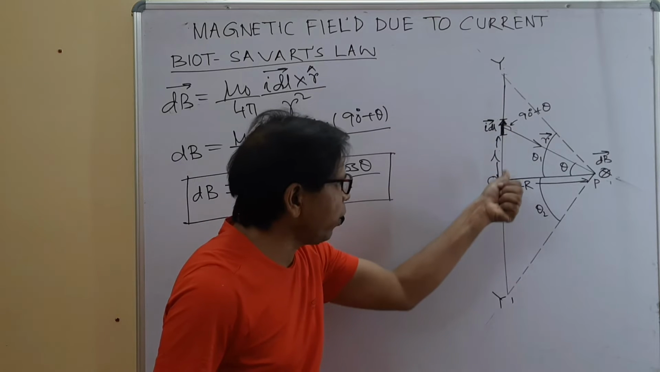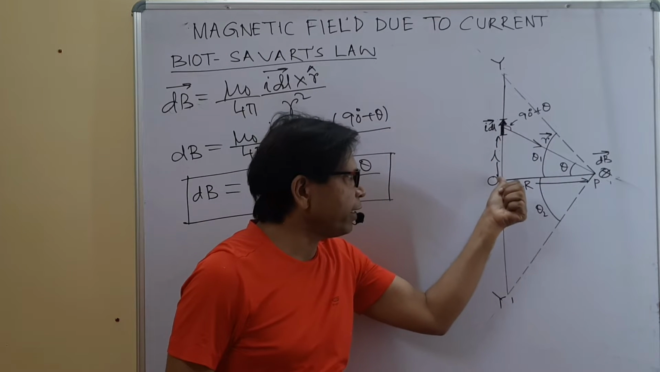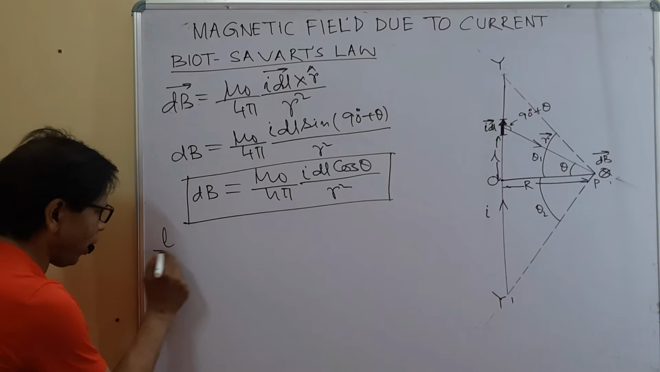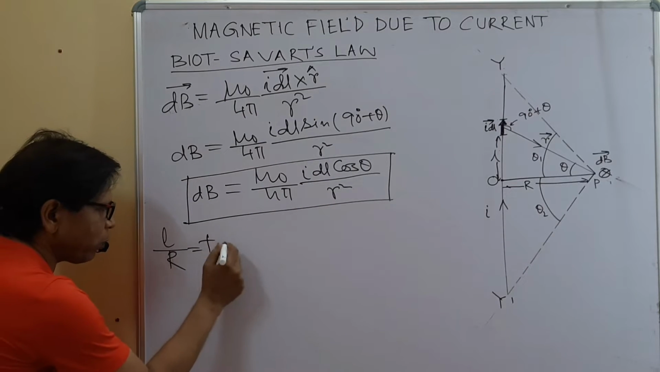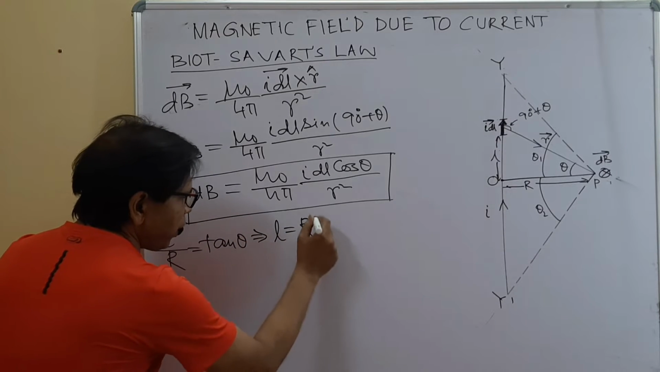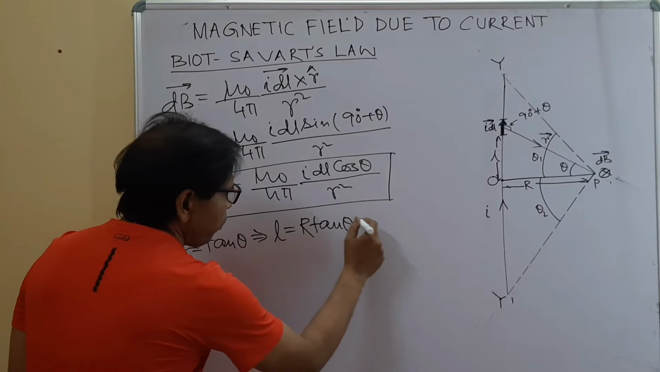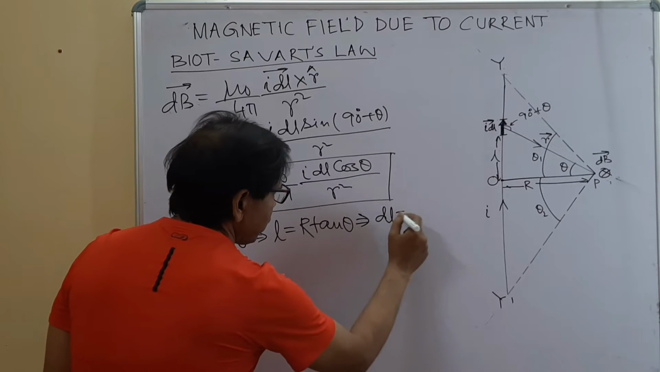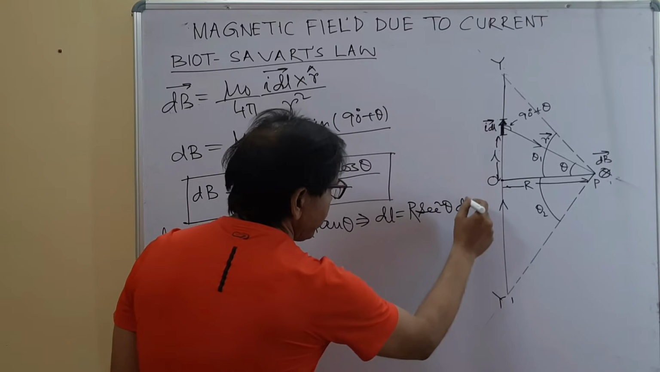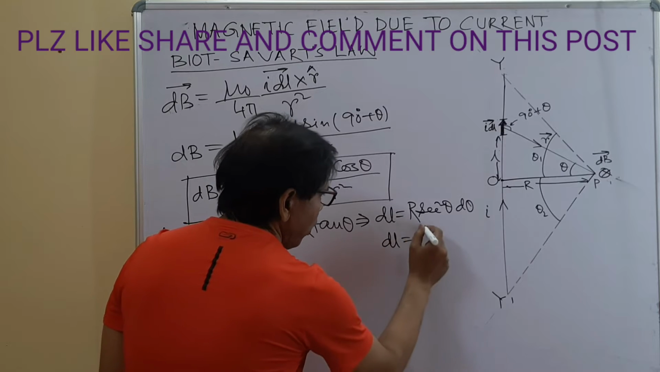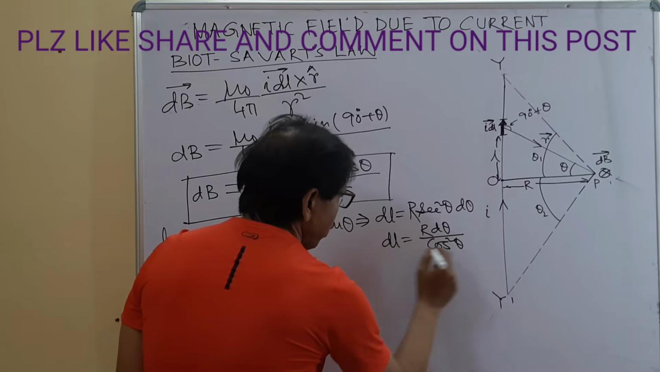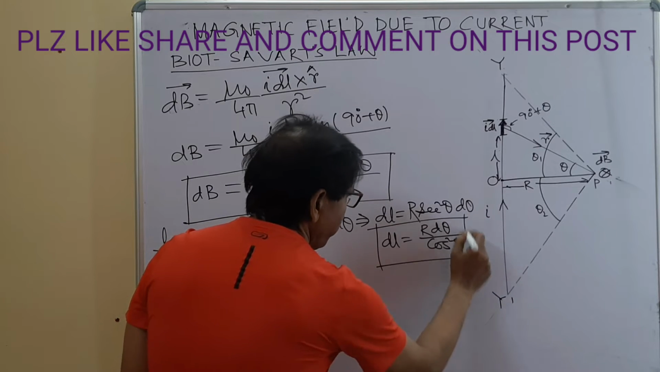Now from this triangle, look at this, this length is small l and this is capital R. So small l by capital R equals tan theta. Therefore small l equals capital R tan theta. Therefore dl equals R sec square theta d theta. So dl equals R d theta divided by cos square theta. This is the value of dl.